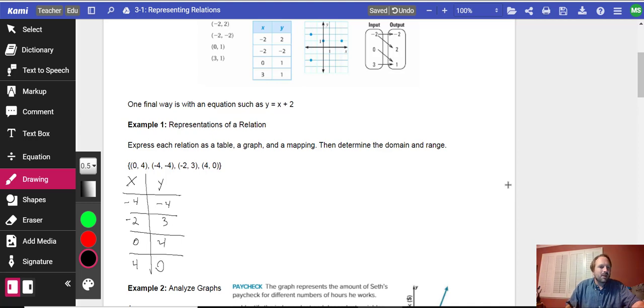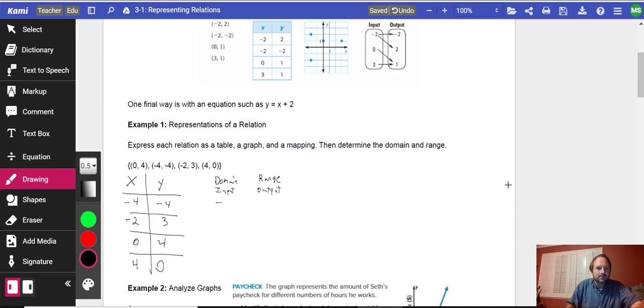Now I like to do mapping as well. With mapping, we have the domain and the range. Also right here, this is like the input-output. If you didn't notice up here, I had input-output, but they like to call it domain and range, which is the input and the output. So let's write that in. The domain and range, also known as the input and the output.